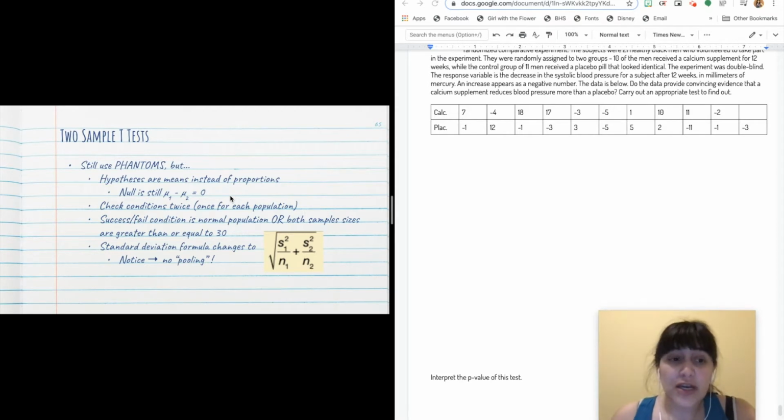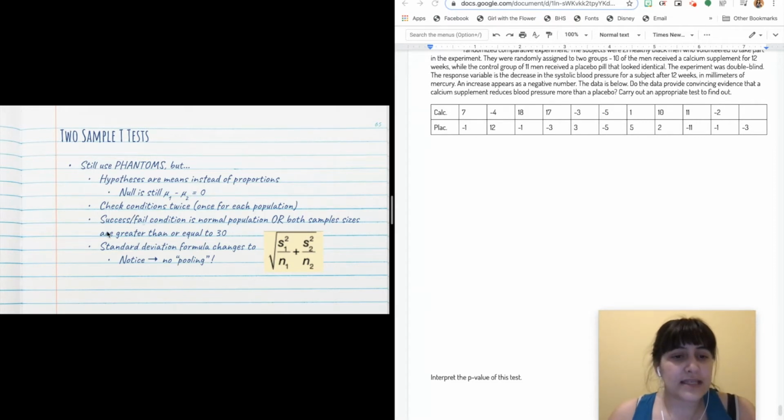Second change is that you have to check the conditions twice. Both populations have to be drawn randomly, or randomly assigned to two different groups, for example. You have to check the 10% condition for both groups, and you have to check the success-fail condition for both groups. So same conditions, just check them twice.